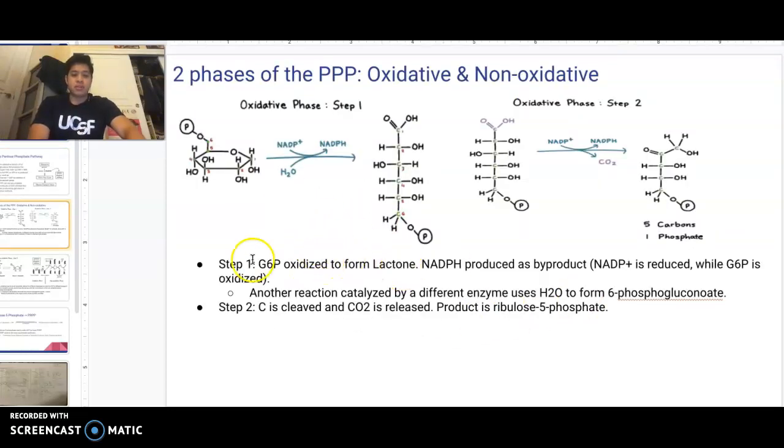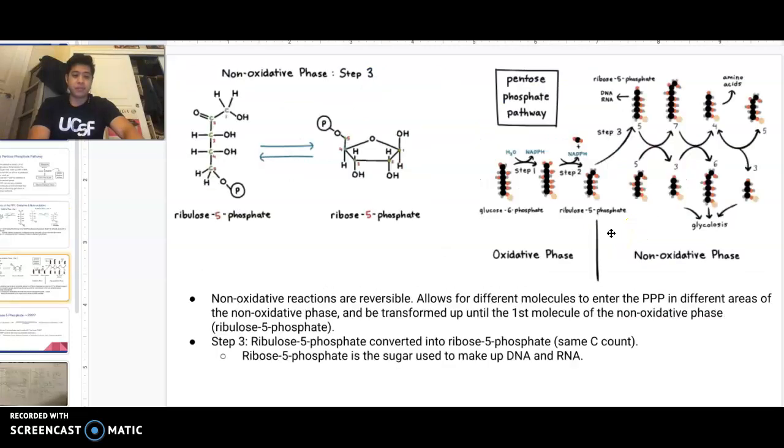So there are two phases of the PPP, the oxidative phase and the non-oxidative phase. The first two steps represent the oxidative phase. In the first step, G6P is oxidized to form lactone. NADPH is produced as a byproduct. You can see here that NADP+ is reduced while G6P is oxidized. Another reaction catalyzed by a different enzyme uses H2O to form this molecule here, 6-phosphogluconate. And then in step 2, a carbon is cleaved and carbon dioxide is released, and the product you're left with is ribulose 5-phosphate. From this point onward, it is the non-oxidative phase of the PPP.